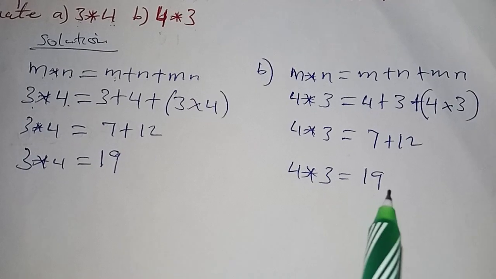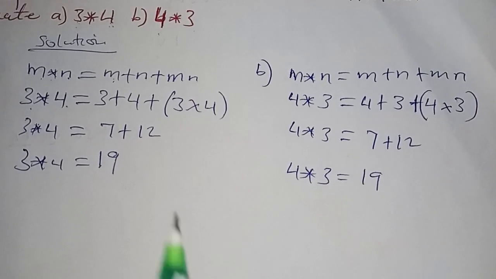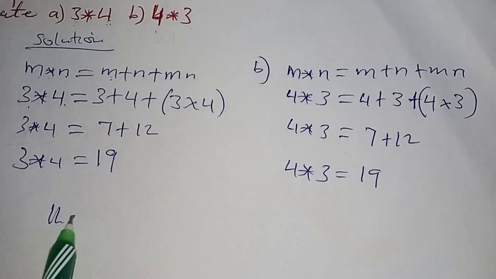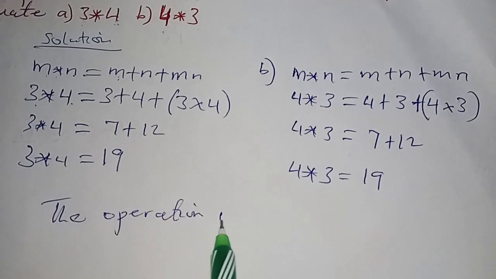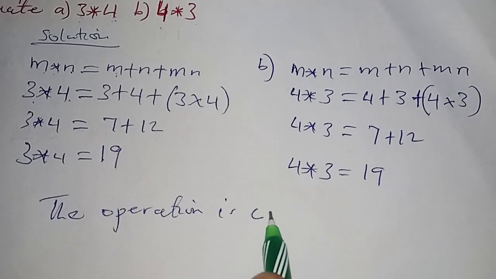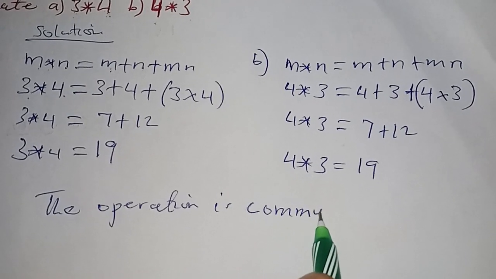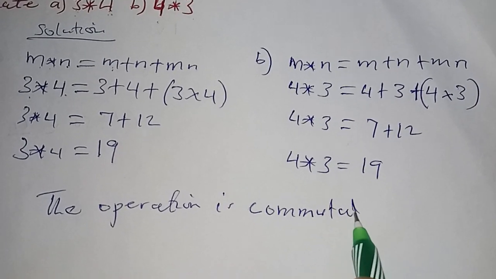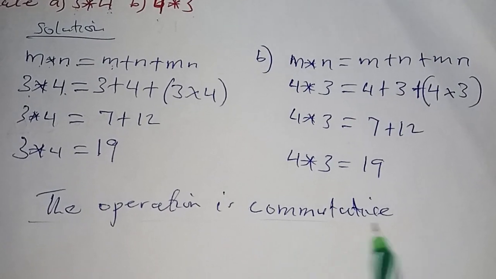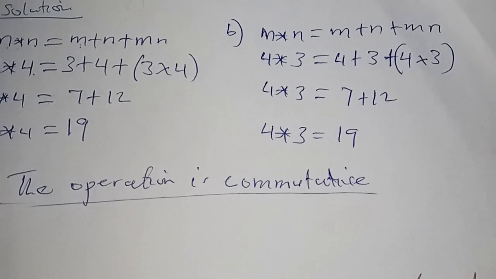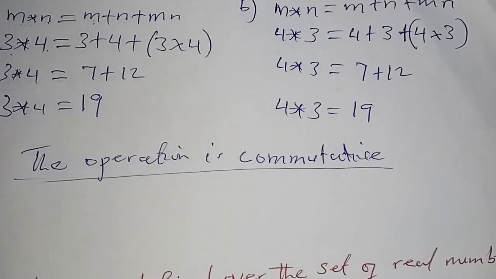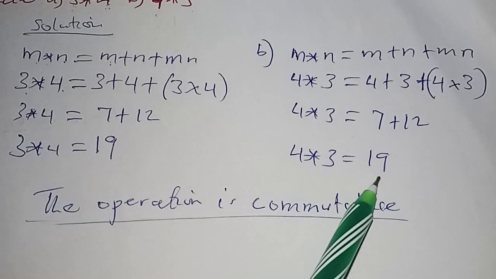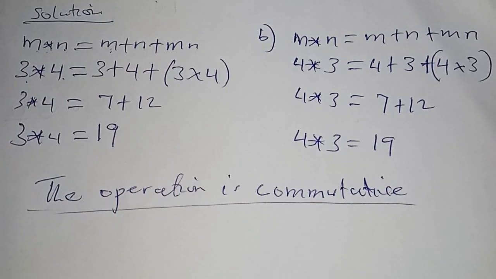Now from these two answers, you can deduce that 3 times 4 gives the same answer as 4 times 3. So definitely we can deduce that the operation is commutative, right? Because the theory says 2 times 3 gives you 6 and 3 times 2 gives you the same 6, right? So you see you have the same answer. Since we have the same answer, we'll say that it is commutative.